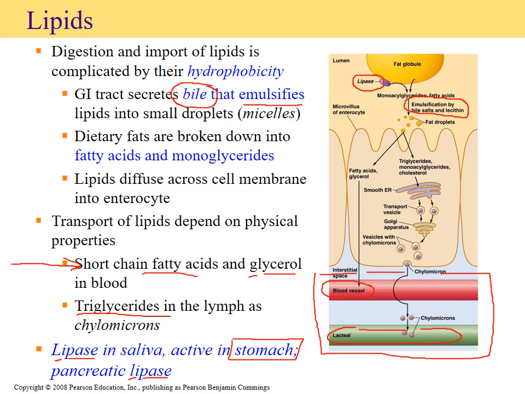So, two methods of transport in this case, the addition of the bile as our emulsifying agent, and then the salivary lipase is only active in the acidic environment of the stomach, and the pancreatic lipase will be in the neutral environment, and it will be active in the small intestines.